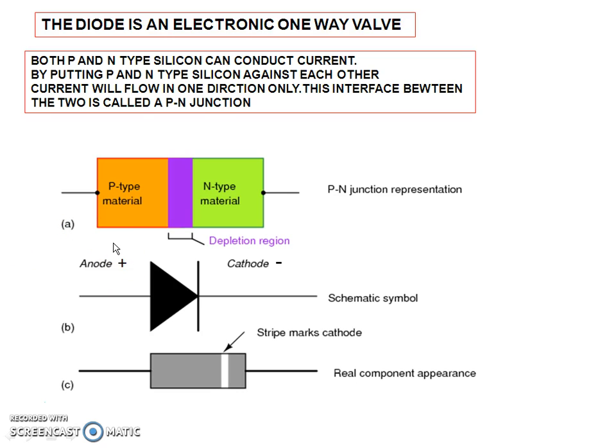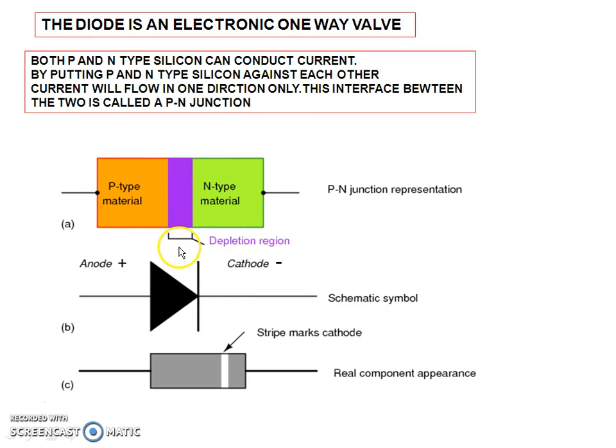When a single crystal semiconductor is doped with an acceptor on one side and a donor on the other side, a PN junction is formed. As shown in the figure, one half is p-type material and the other half is n-type material, and the area where they are connected is known as the junction area. That's why it is called a PN junction diode.